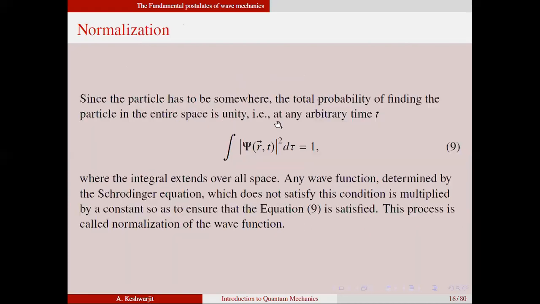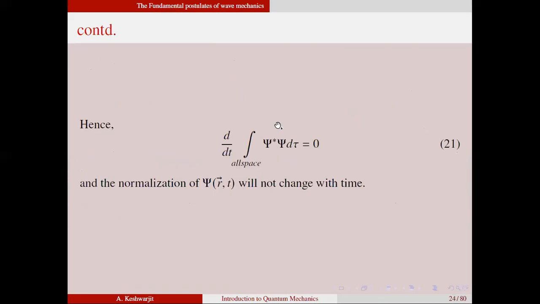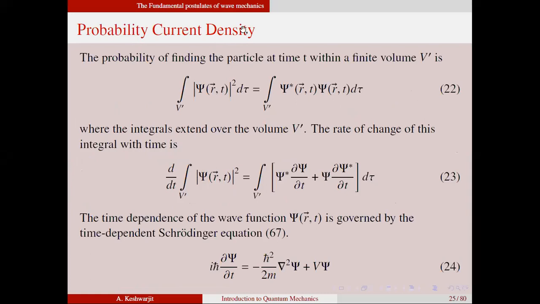So let me come back to my slide. Here. So the probability of finding the particle at time t within a finite volume V prime is given by the integration of this over the volume V prime. And this modulus psi square can be expressed as the product of the complex conjugate of the function and the function itself, where the integrals extend over the volume V prime. This is a finite volume V prime.